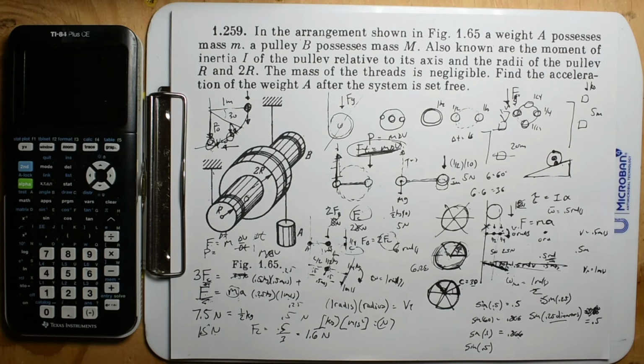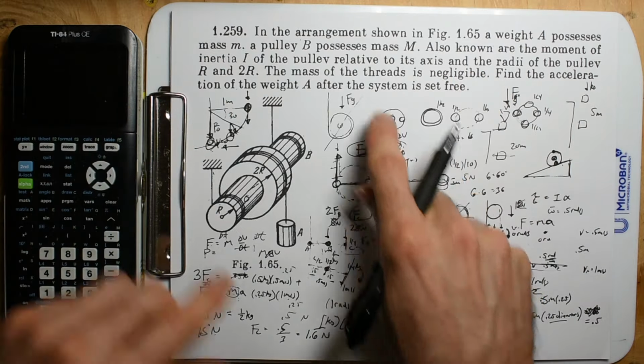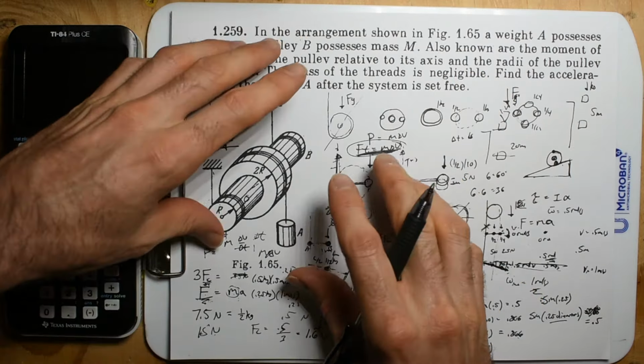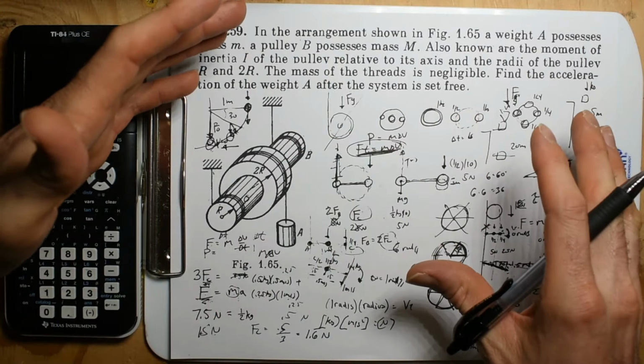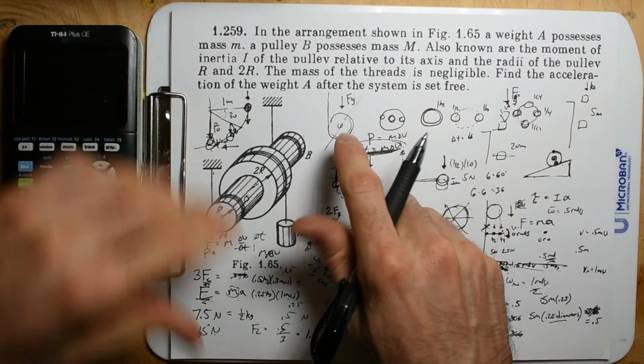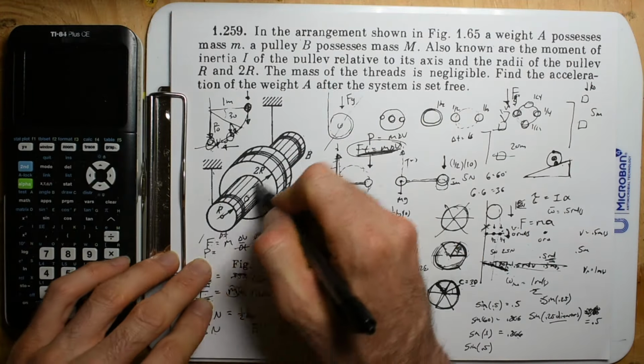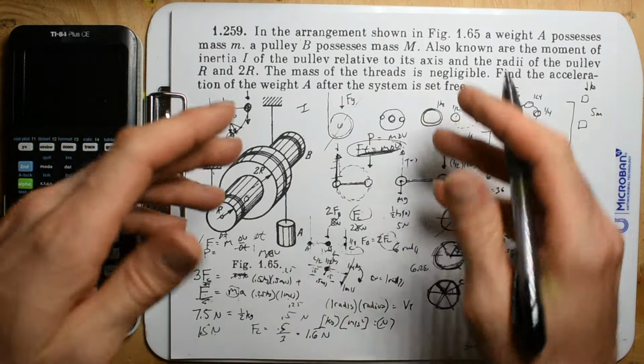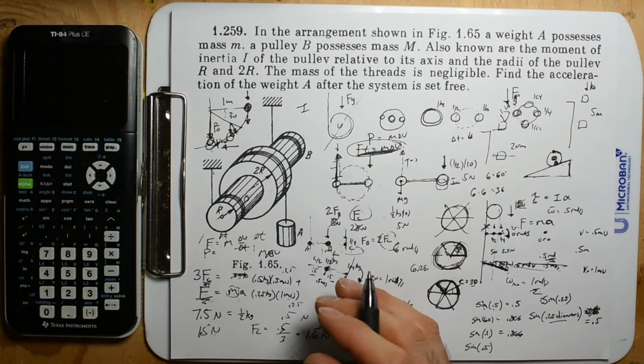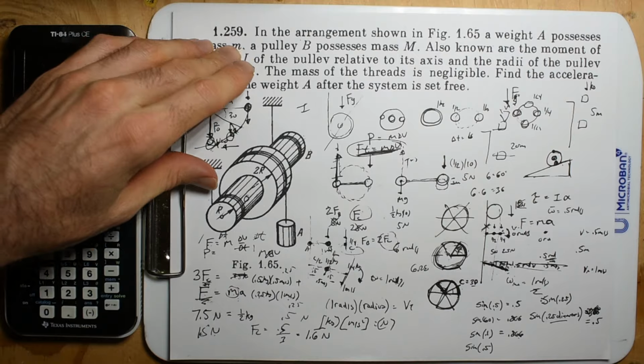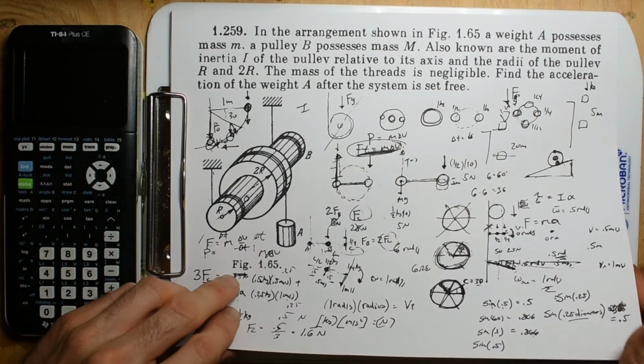Alright, so we're back, but I'm kind of bummed out because now I'm finally reading the problem, and it says pulley B has mass B, but then it also says the moment of inertia of this whole system about this axis is just I. So you don't even have to solve for it, but we're not going to do that.